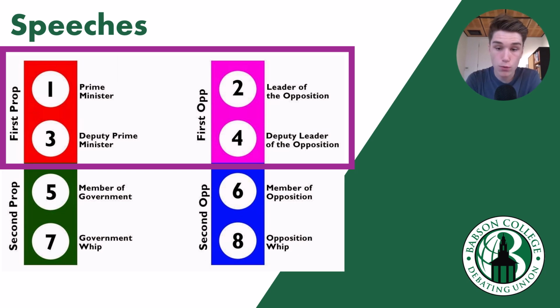In the red, you've got government, which is the side that is supporting it, the side that is proposing it. They are going to be in support of whatever the motion is. So if the motion is this house would ban smoking, they're very pro banning smoking. They think that's the best thing that could happen. So you've got two people on that team.